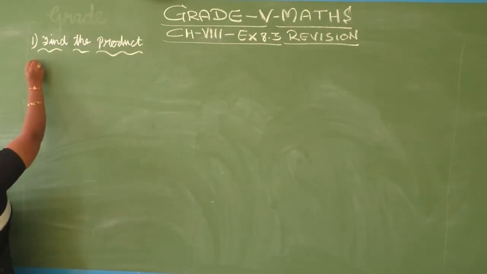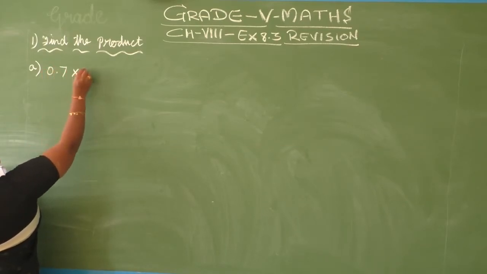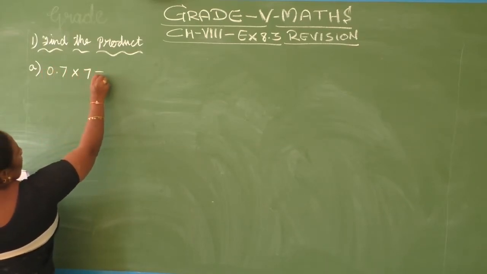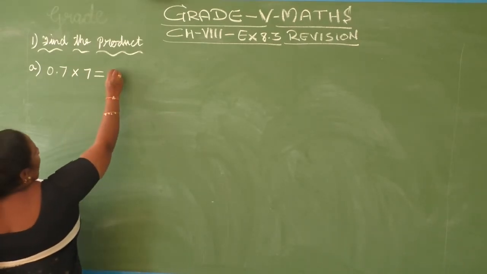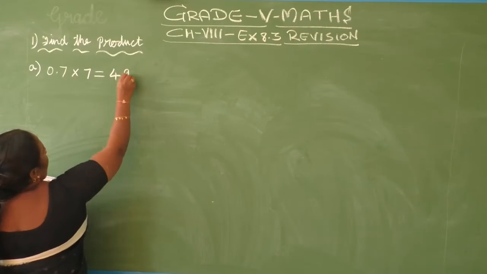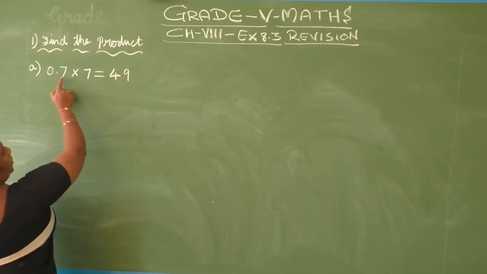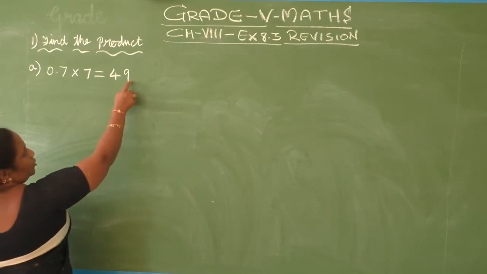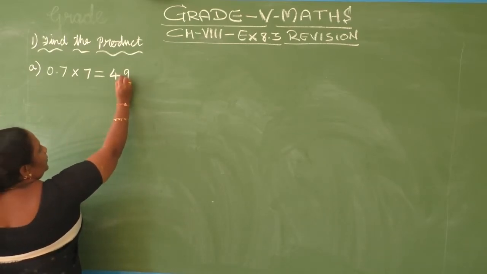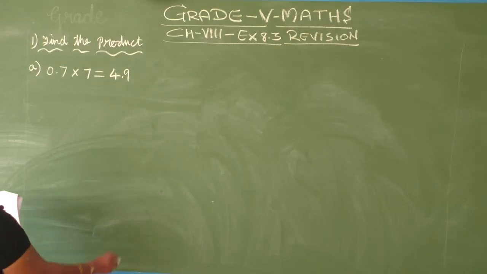See, a sum: 0.7 into 7. Already I explained how you have to do the decimal multiplication. 7 sevens are 49. No need to consider the 0, leave it. After the decimal point you have one place, so here also after one place you have to keep the decimal point. So the answer is 4.9.